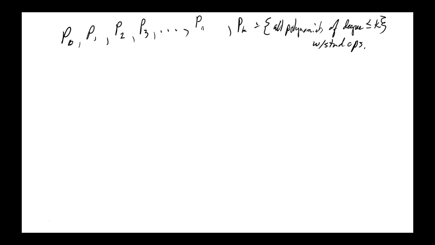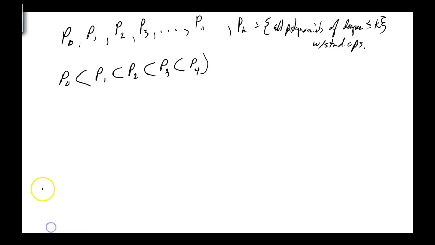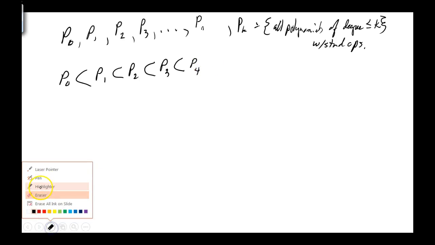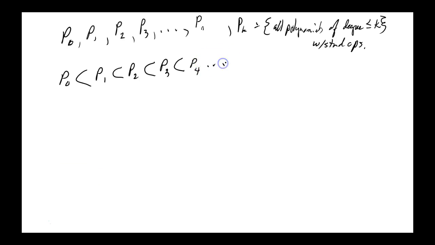That's what they mean. So P0 is a subset of P1, is a subset of P2, is a subset of P3, is a subset of P4, and we'll dot, dot, dot this, all the way up to and including P sub n. They don't go infinitely. They go to some fixed value.